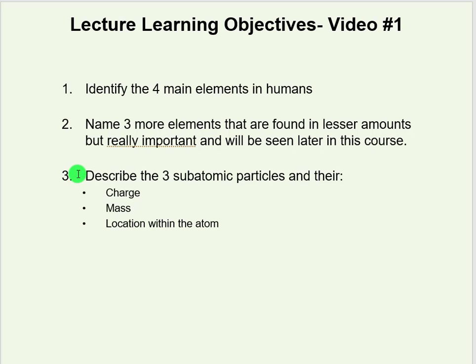And number three is that when we look at an atom itself, we want to look at the anatomy of an atom. So we want to describe the three subatomic particles, in other words, the things that make up the atom. And for each of those subatomic particles, we have to identify the charge of that particle, the mass of the particle, as well as the location within the atom. So some basic anatomy of an atom is really what learning objective 3 is.